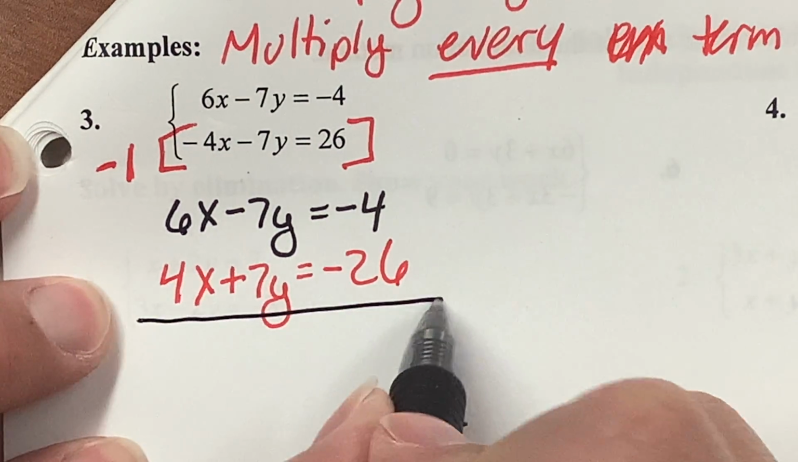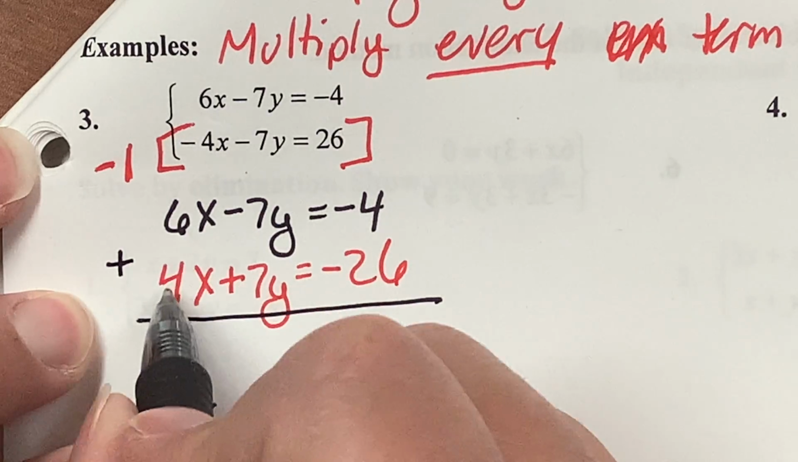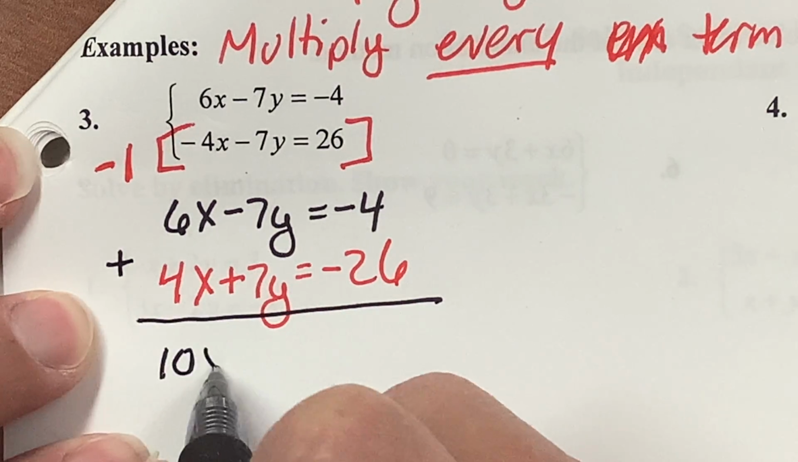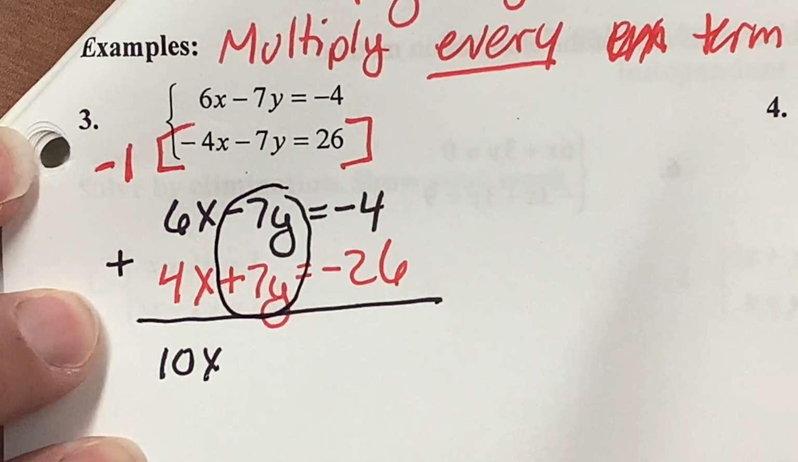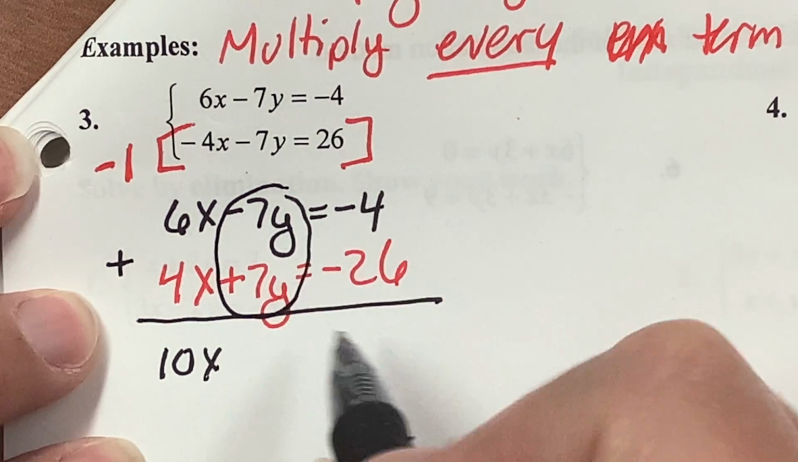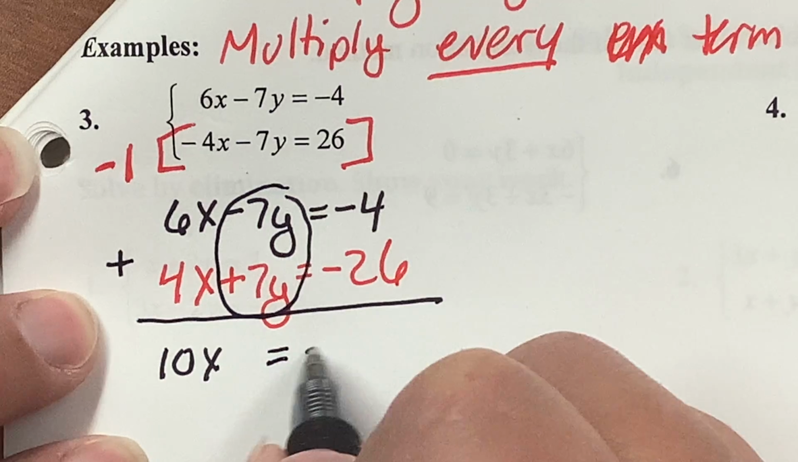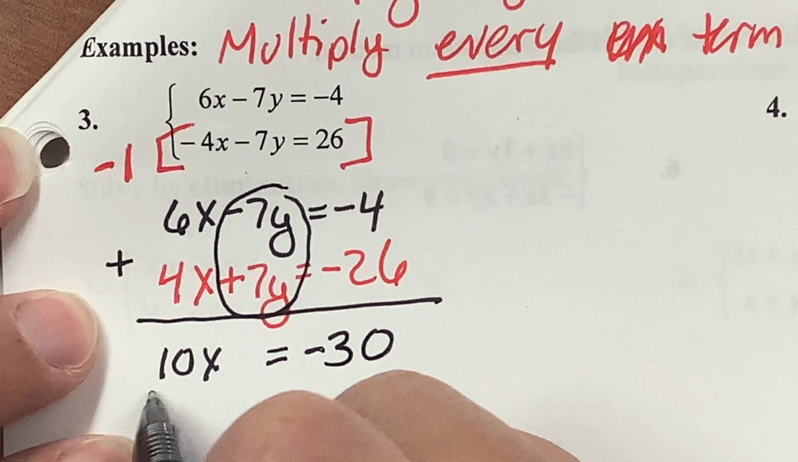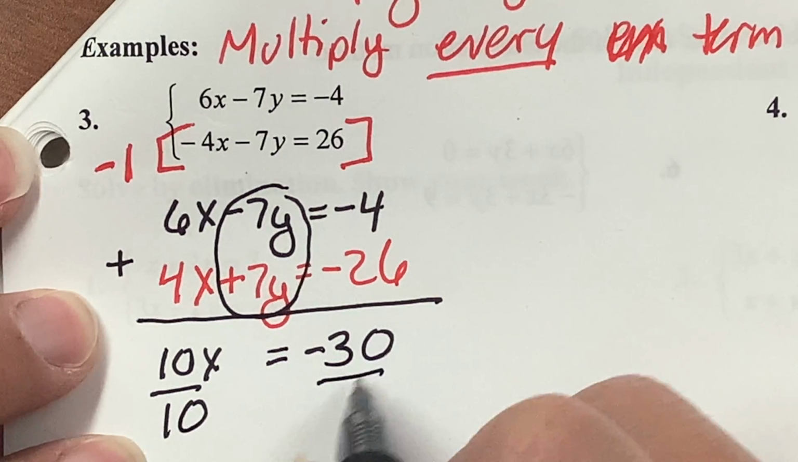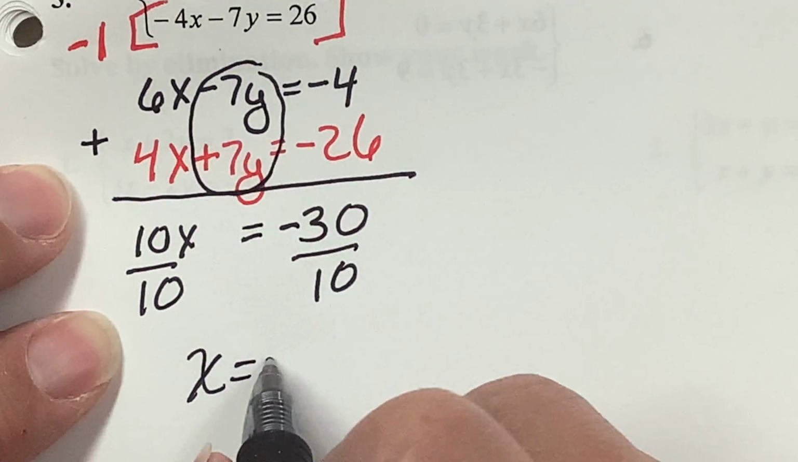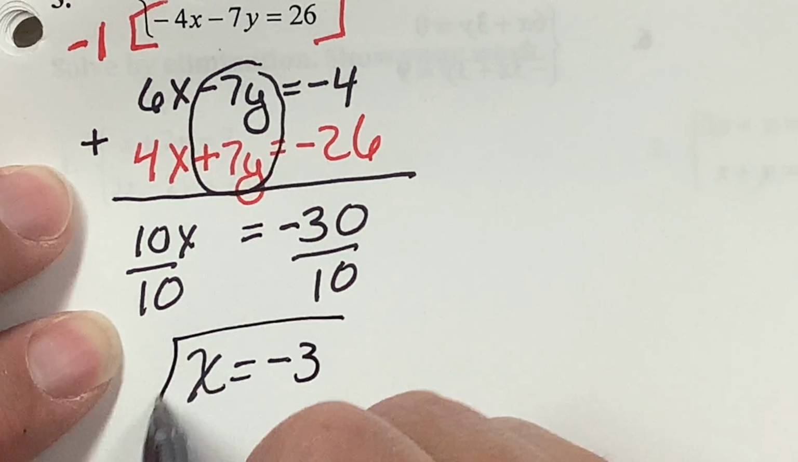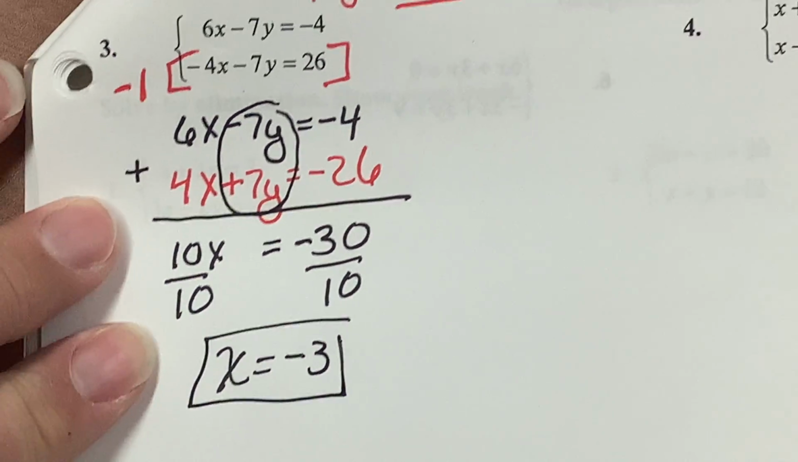And now look, if I add those together, 6 plus 4 is 10x, and -7 and +7 becomes 0. -4 plus -26 is -30. Divide by 10, and you get x equals, I'm off the page. There we go, -3. Put a little box around it because that's the answer I wanted.